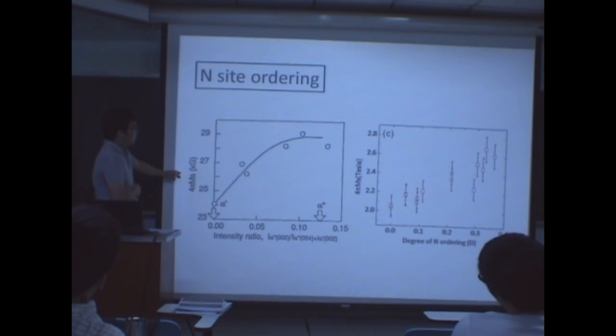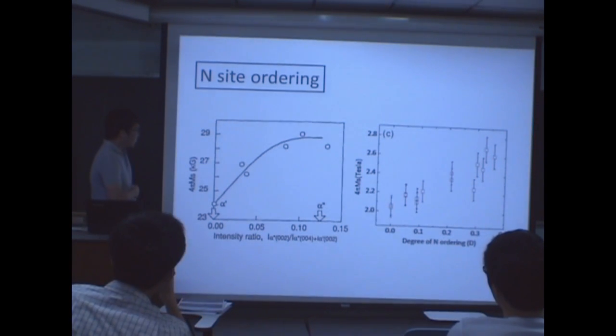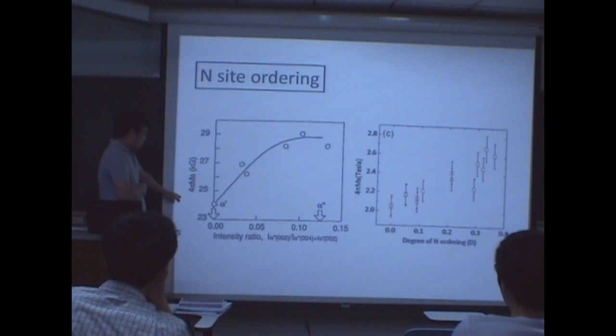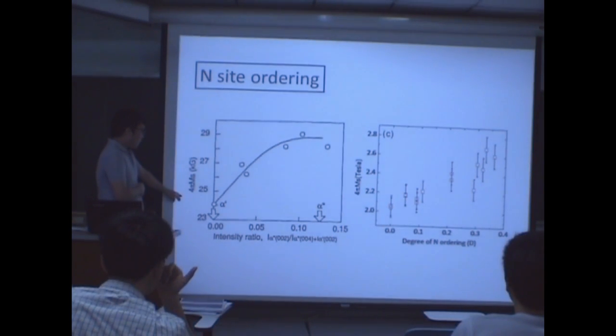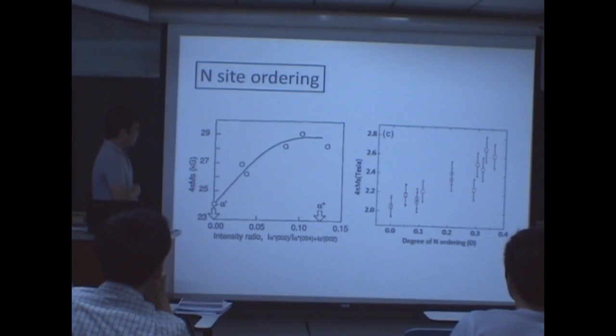Here, the result shows that the ordering of nitrogen affects the saturation magnetization. The higher the degree of nitrogen ordering, the larger the saturation magnetization that will be obtained.